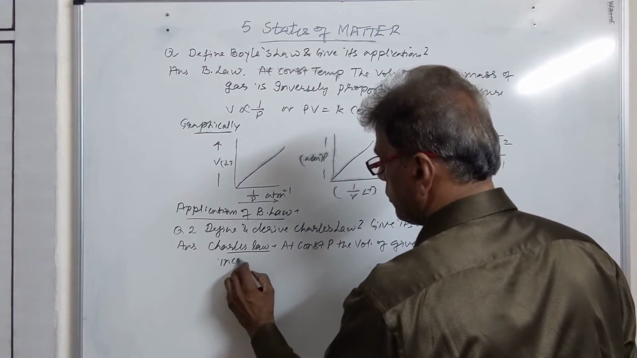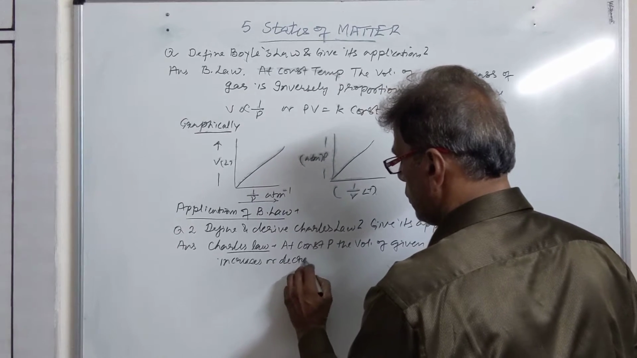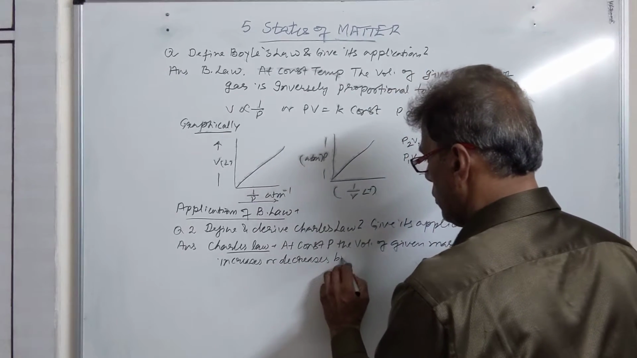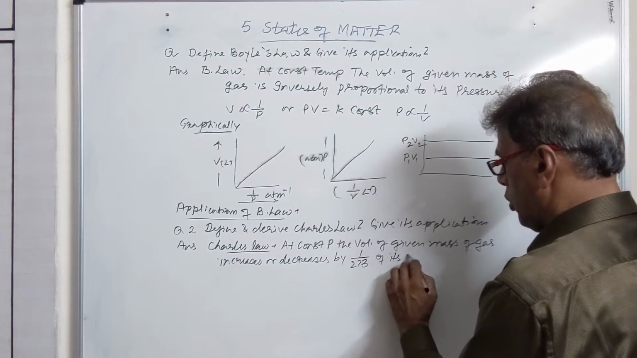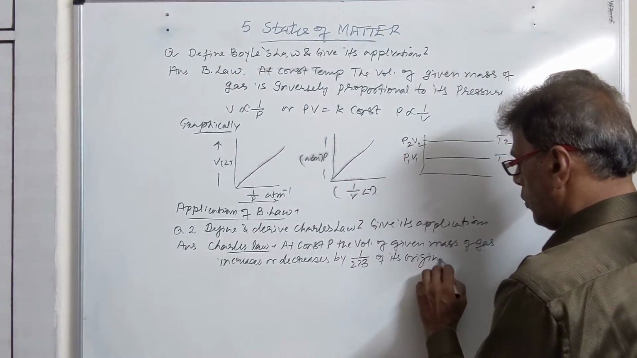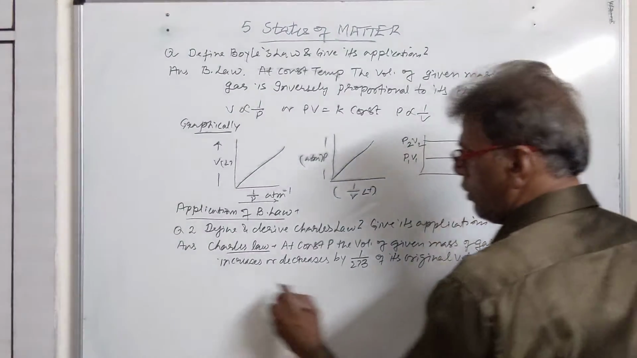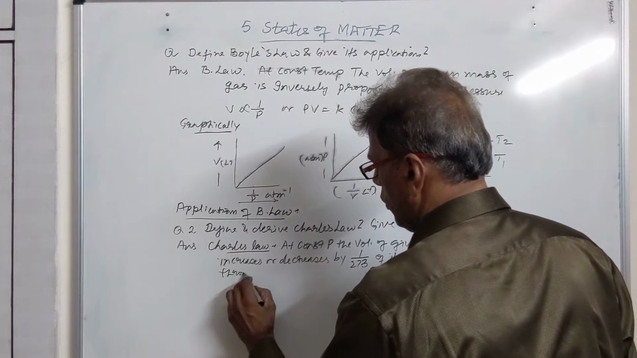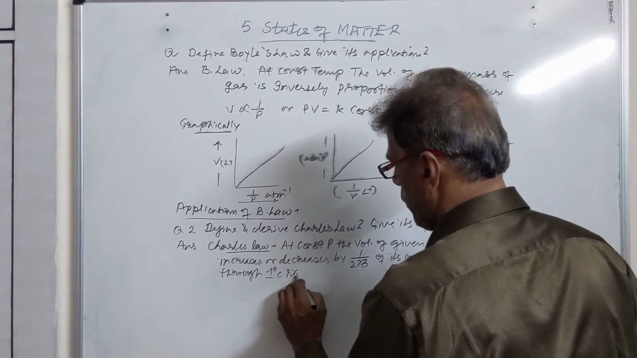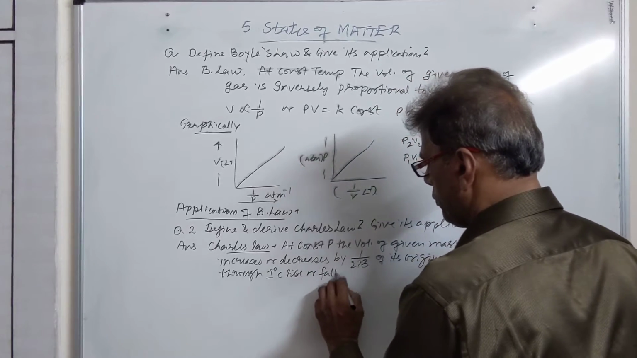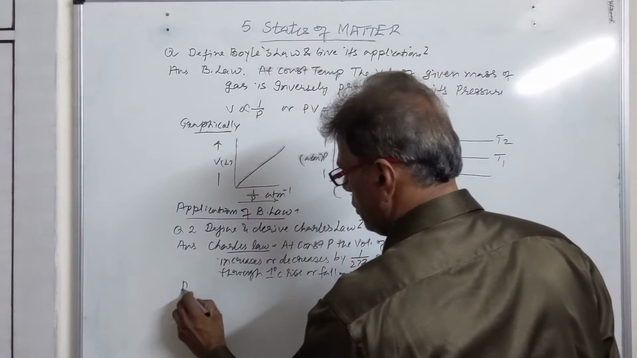increases or decreases by 1/273 of its original volume at 0 degree centigrade through 1 degree centigrade rise or fall of temperature. Let us see its derivation.